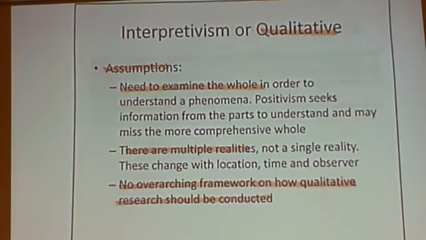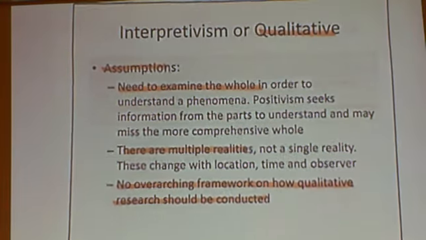There are multiple realities. To me, Joe was a kind and great employee. To other people, he was a holy terror, right? So you need to take account of multiple realities. And you need to know that there's really no overarching framework. There's no right way to do qualitative analysis. There's just lots of different tactics you can use, but there's no prescribed right way to do it, okay?